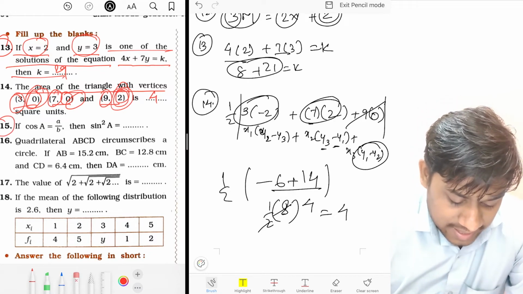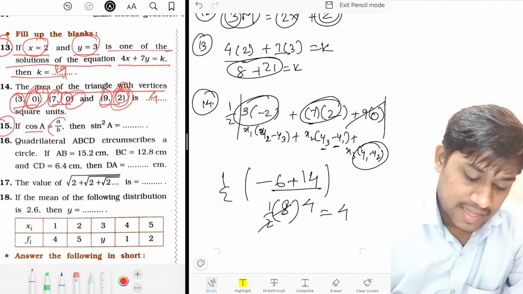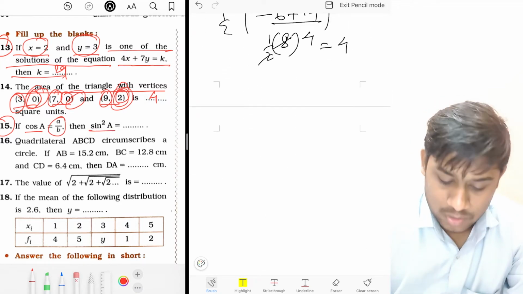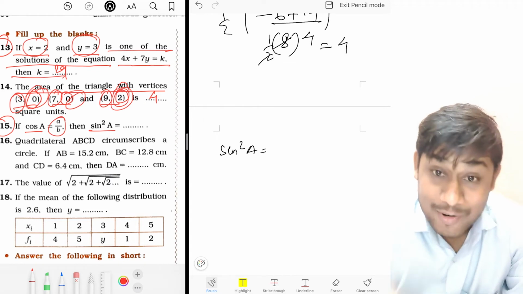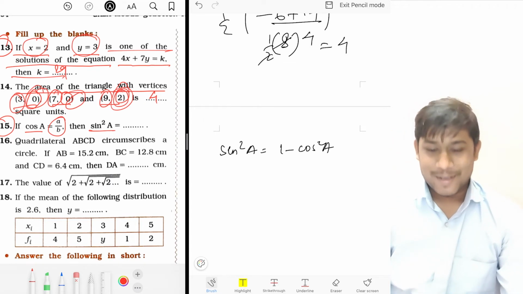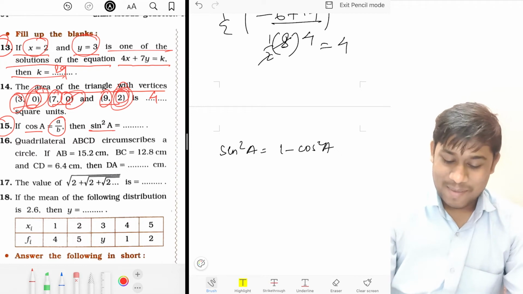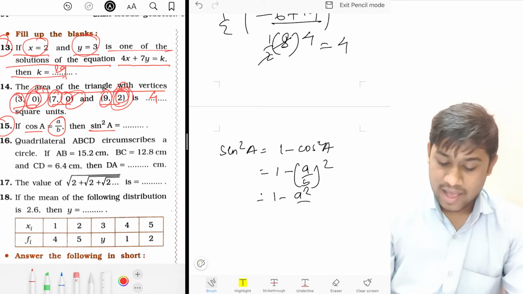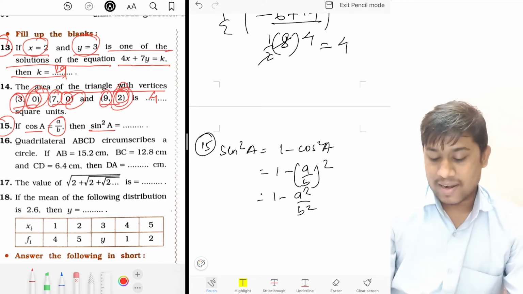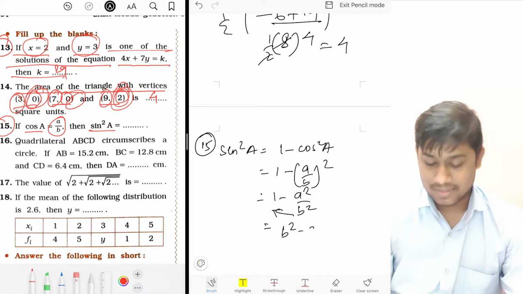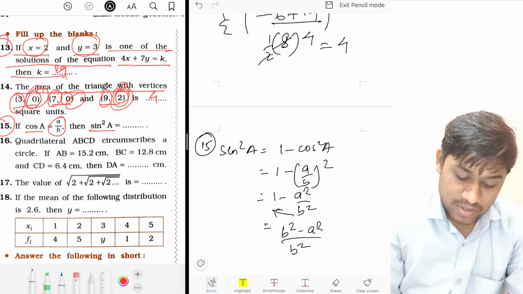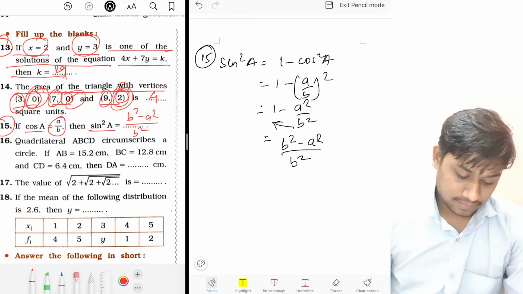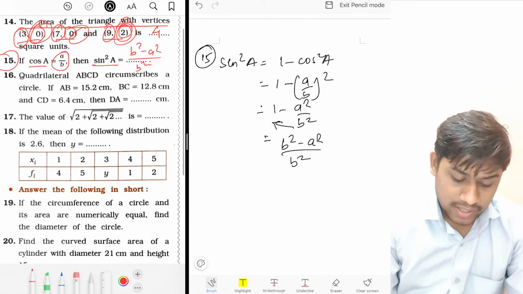Now in question number 15, cos A is written as A by B, then sin square A can be written as, do you remember? Sin square A is equal to 1 minus cos square A from the identities. Yes, absolutely. So 1 minus A by B whole square. So we have 1 minus A square by B square. So B square will go that side, and we get B square minus A square by B square as your final answer. Okay, good. So we have B square minus A square by B square. Next.